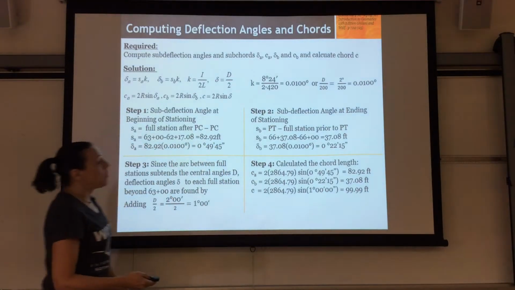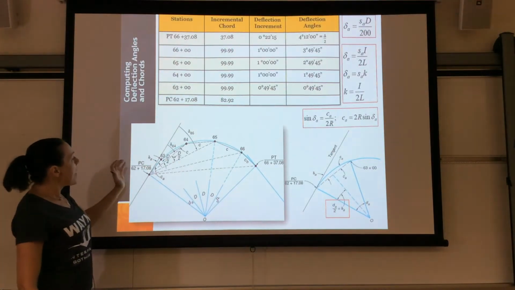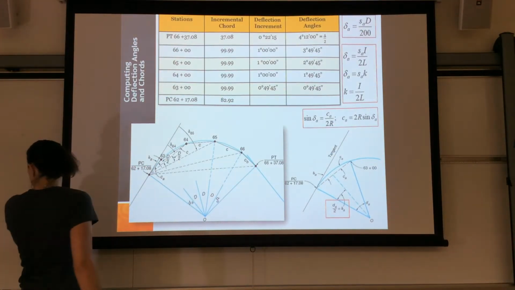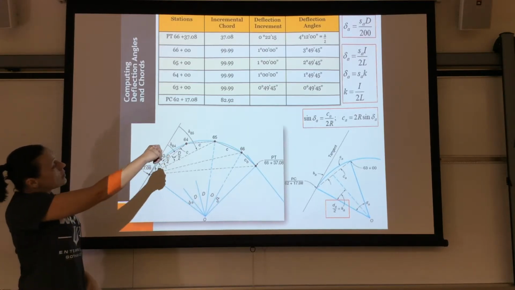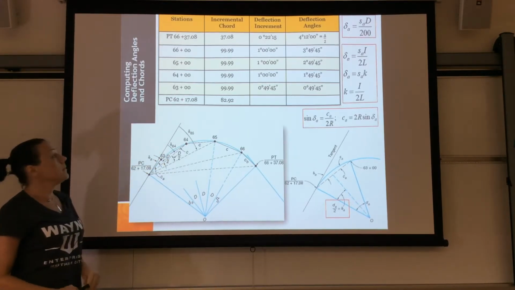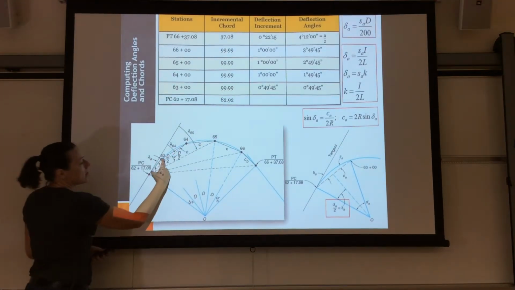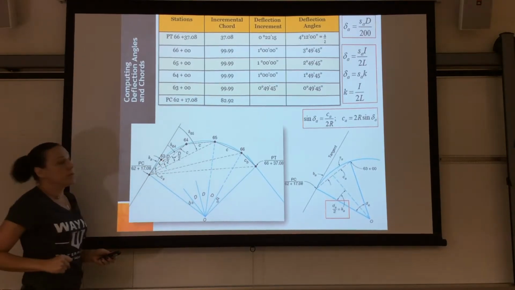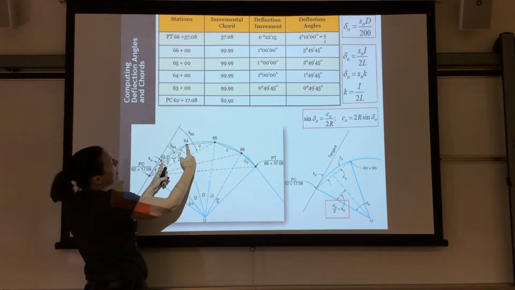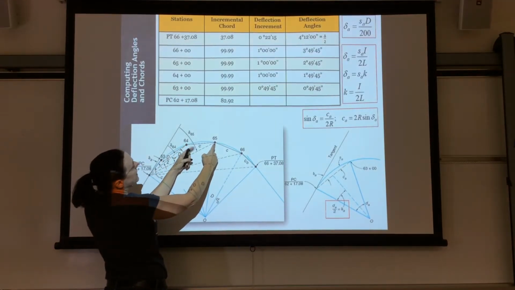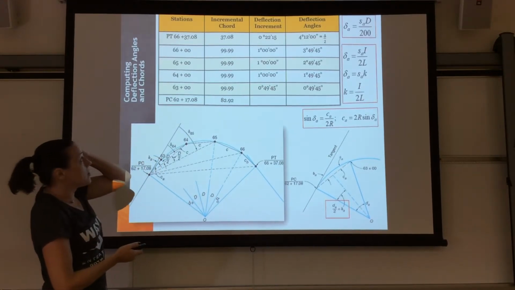All right? So, using this information, we're going to put it into a sheet. The way that it's made is, excuse me, the subdeflection at the very beginning and reading from the bottom going up. The incremental chord from here to here is 82.92. The incremental chord from 63 to 64 is 99.99, 64 to 65 is 99.99, 65 to 66 is 99.99. And then the last one is 37.08.